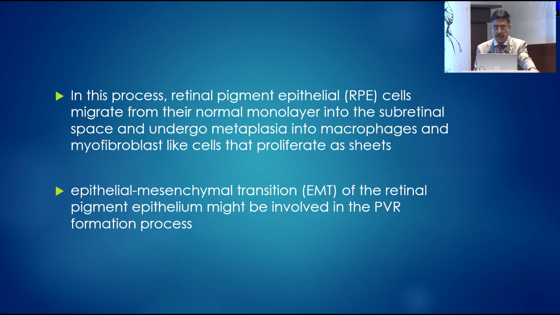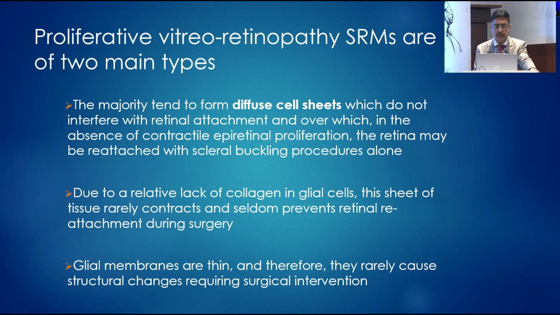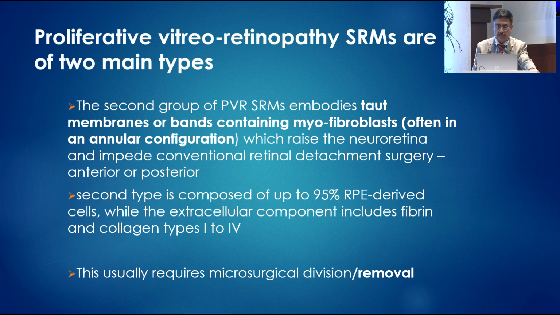Epithelial mesenchymal transition of the RPE might take place and is involved in the PVR process. So the two main types are the diffuse cell sheets and bands. In the diffuse cell sheets there is a lack of collagen in these glial cells, so they rarely contract. And these membranes are thin, and therefore they rarely cause any structural changes so as to necessitate any division or removal. So in most cases, these cell sheets need not be removed.